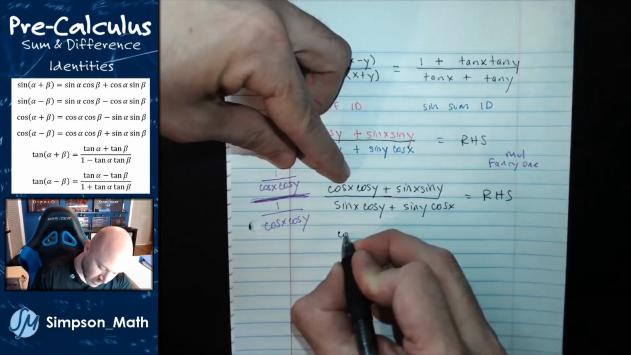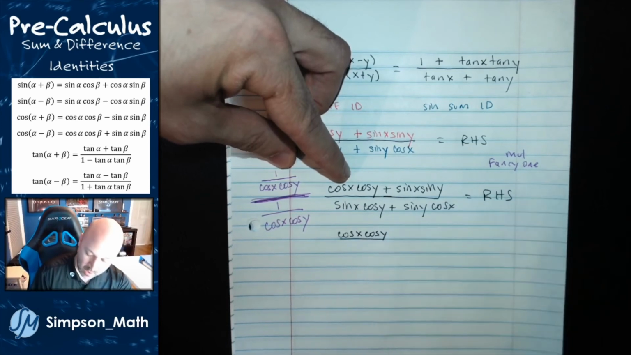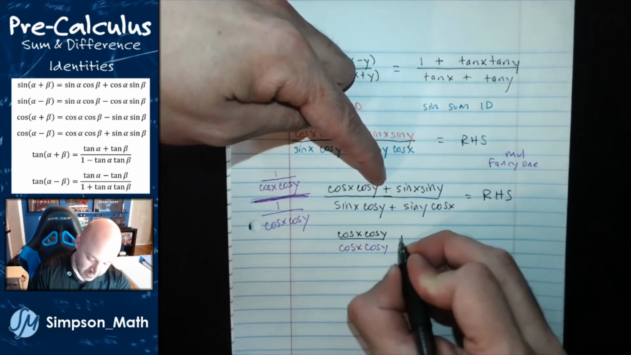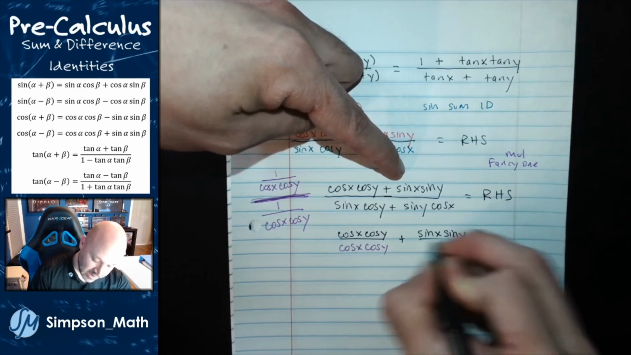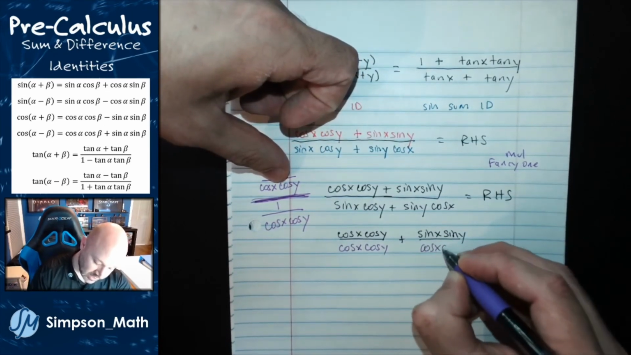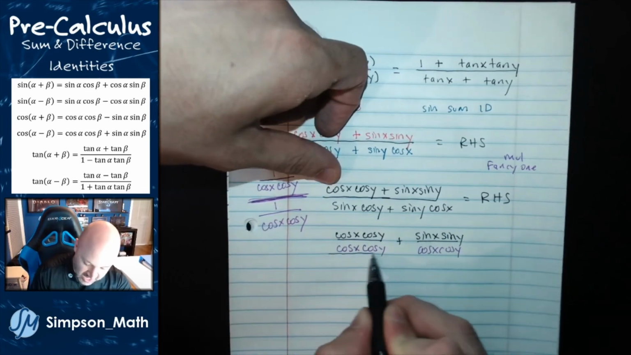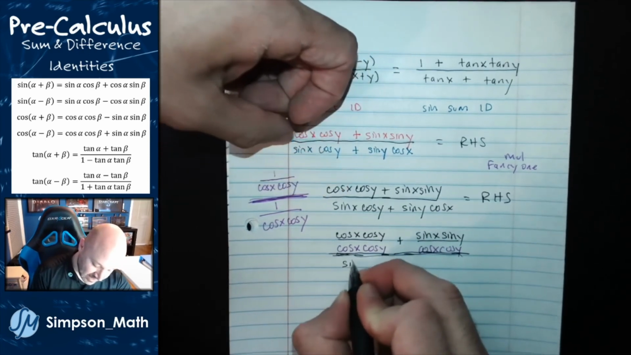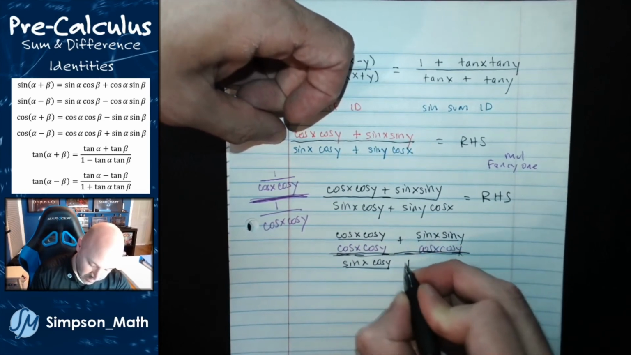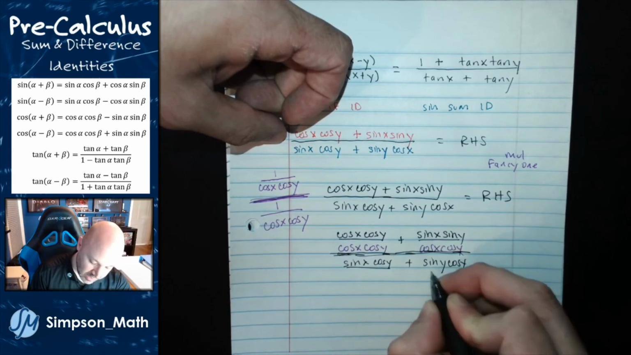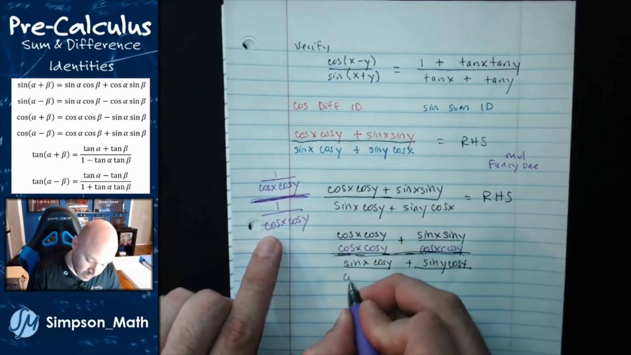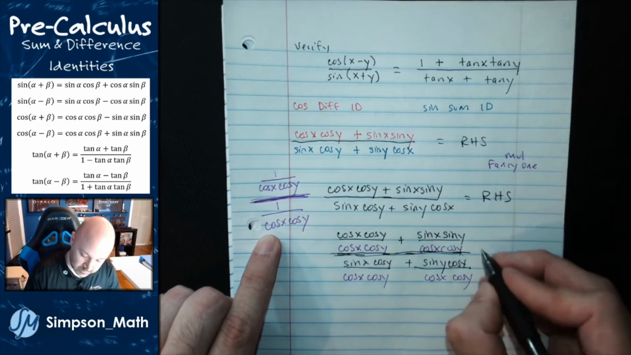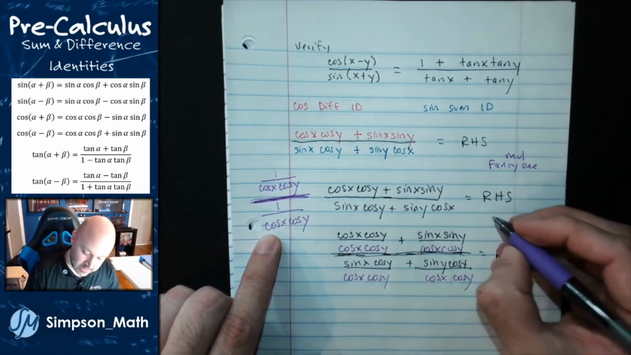So I'm going to have cosine x, cosine y over the cosine x, cosine y. That's being added to a sine x, sine y over cosine x, cosine y. Still have this giant division bar. Do it again. Sine x cosine y plus sine y cosine x over what I'm multiplying by, the cosine x cosine y, cosine x cosine y. Distribute and multiply.